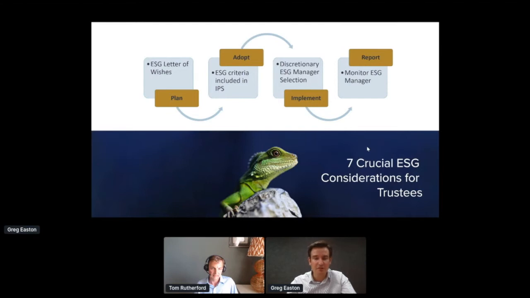We'll then look at the practical step of how to adopt ESG criteria within an investment policy statement, and then move on to asset allocation from an ESG perspective, and ESG manager and biodiversity manager selection. Then, probably most importantly from a trustee's perspective, once you've established an ESG manager relationship, how do you monitor that ESG manager, and what sort of reporting should you expect to see?